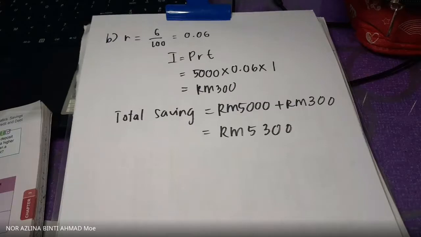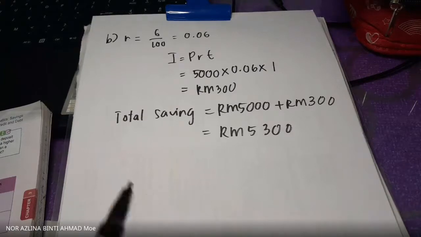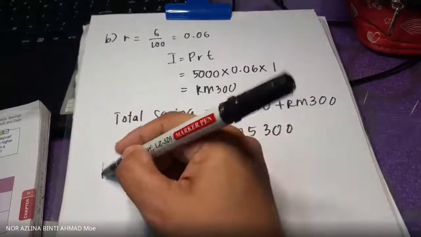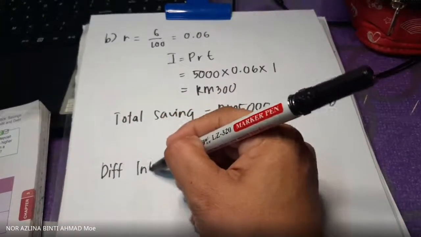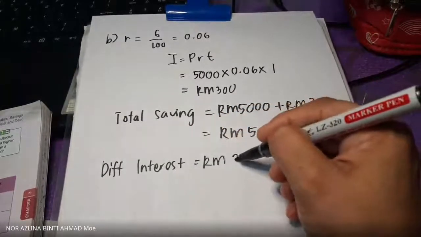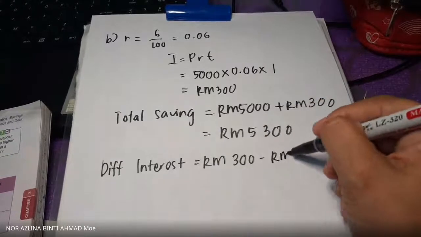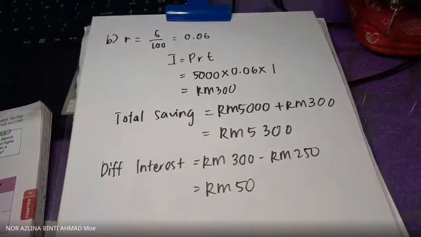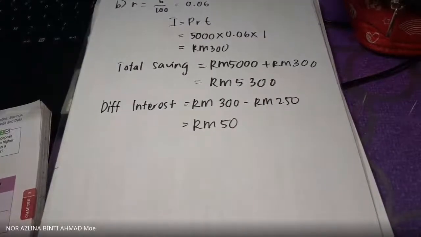Now, additional question. What is the difference between the amount of interest earned by Mrs. Vanmati in the above situation? So, the difference in interest equal to RM 300 minus RM 250, you get RM 50. Okay.